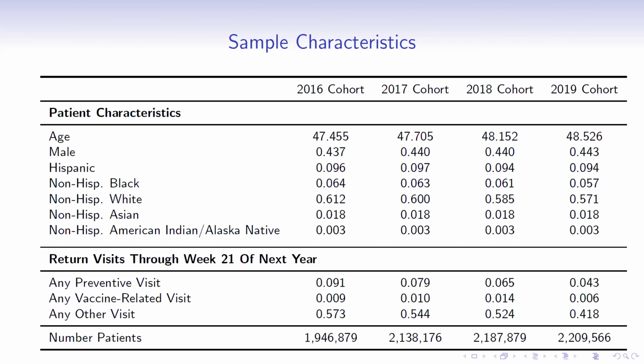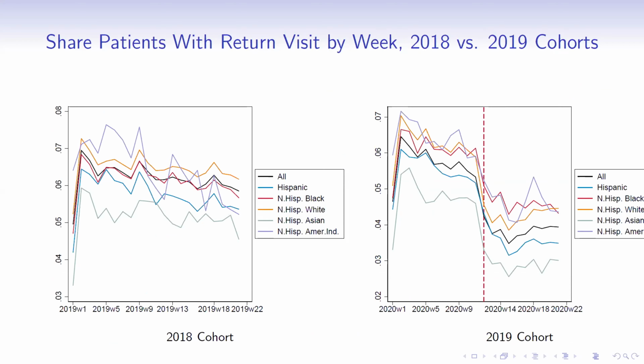It's approximately mid-May of every year. So already you can see that for the 2019 cohort, that's the cohort that we'll be following in 2020, you see substantial reductions in all 3 categories of visits, although there are some differences in the magnitudes across the 3 types.